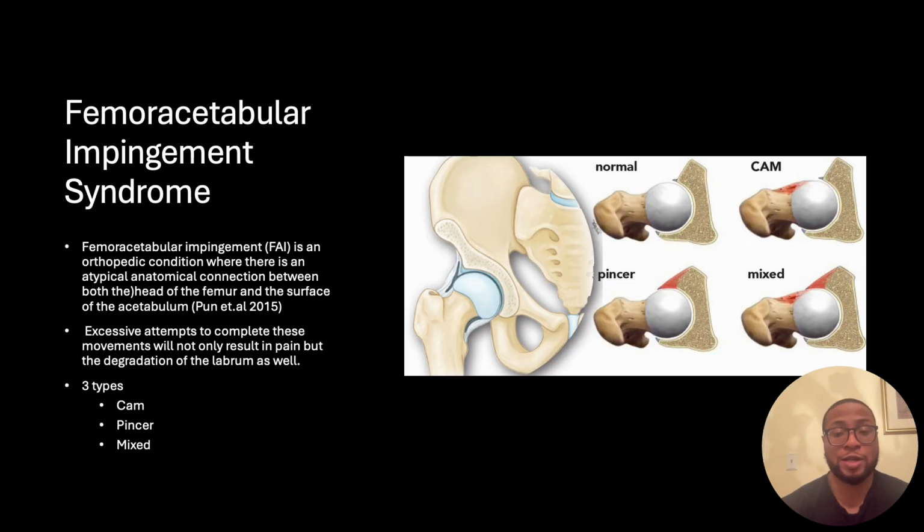Right, so we'll delve a little deeper into femoral acetabular impingement. There are 3 types. We have our CAM morphology, where there is an overgrowth of the femoral head. Then we have our pincer morphology, where there's an overgrowth of the acetabulum impinging on the femoral head. And then we also have a mixed morphology, which is a combination of the two.